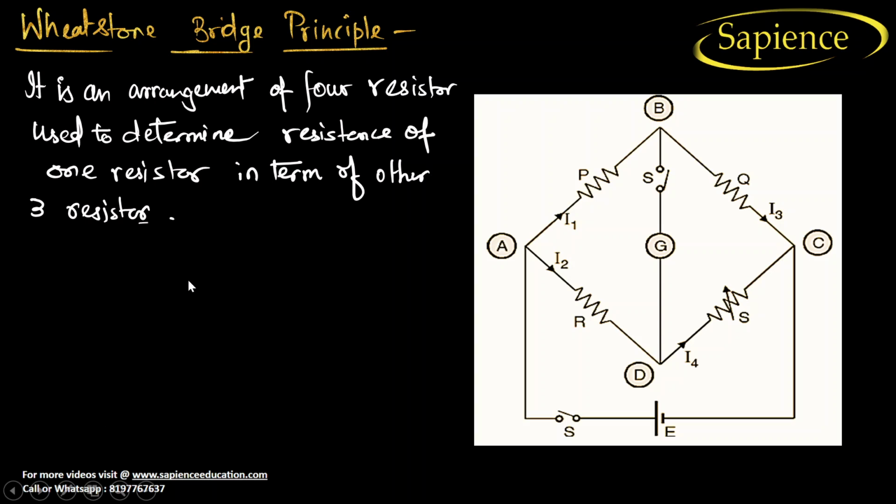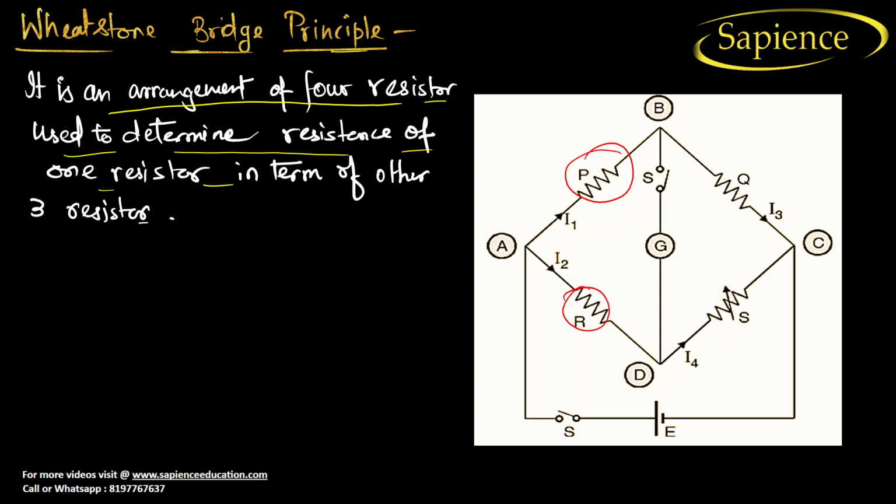Okay. Now we will discuss the Wheatstone bridge. With the Wheatstone bridge principle, it is an arrangement of four resistors used to determine the resistance of one resistance. See here, the figure, you can see the arrangement. So let us consider P, R and S are known resistances and Q is your unknown. By using this, we'll find the unknown resistance. So how will you do this?